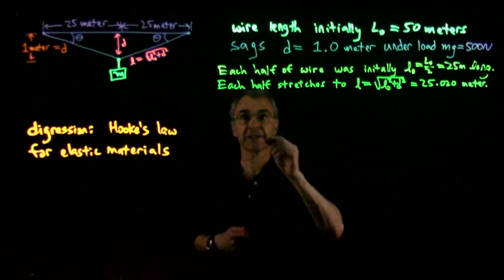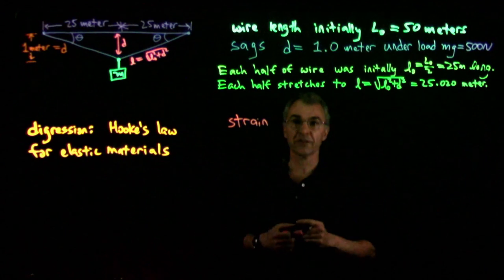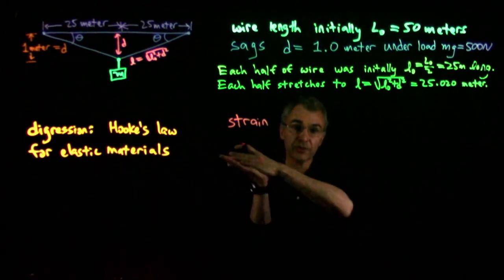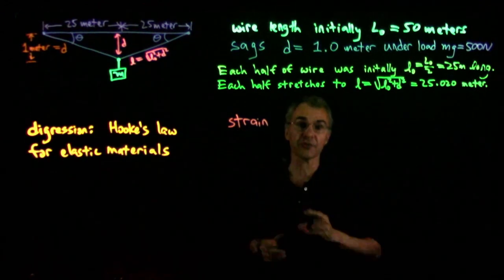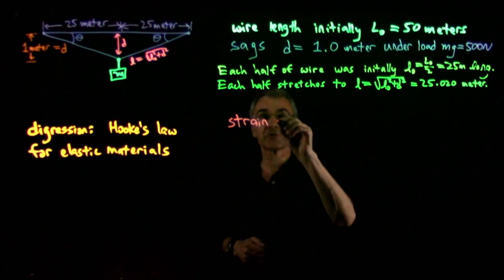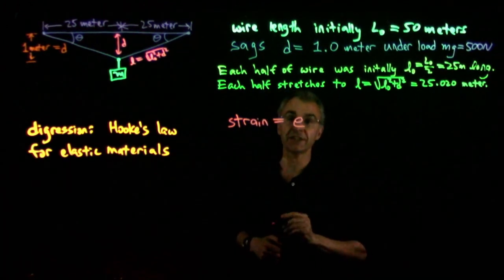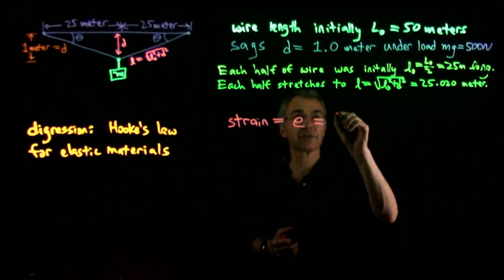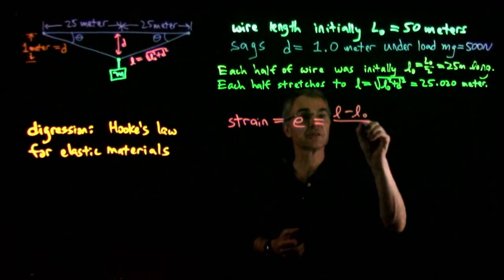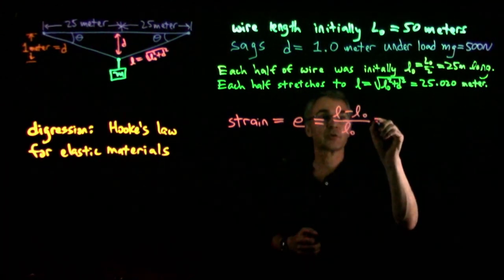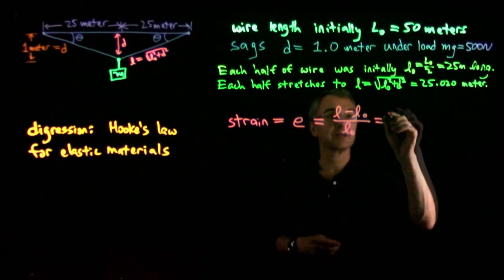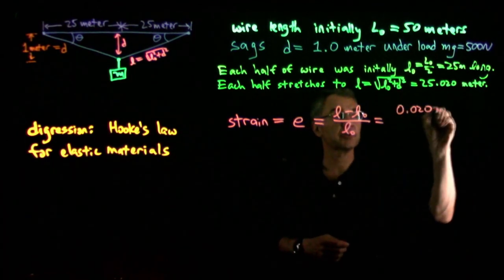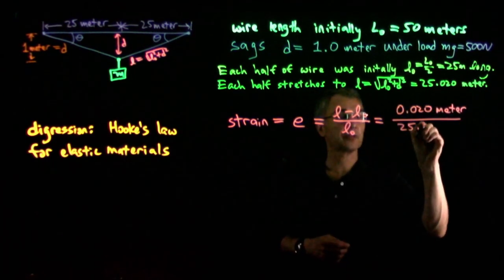So we're going to define strain. To be more precise, you might say axial strain or normal strain to distinguish it from something we'll see later, which is called shear strain. But in any case, for now, we can call it strain. So strain, and we'll usually use a lowercase e for strain, is the change in length divided by the original length. So L minus L initial divided by L initial. So in this particular case, that strain is 0.020 meter divided by 25.0 meter.